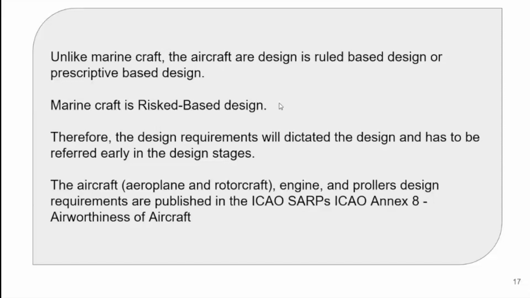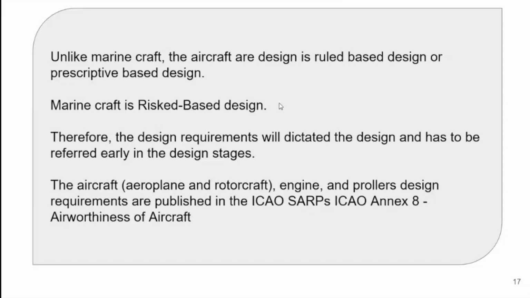So that's why for aerospace design, we have to look at the design requirements at the beginning of the design process, because it's very difficult for us to maneuver once you have a problem along the way. And it's different from risk-based design, because risk-based design is very focused on the performance requirement.